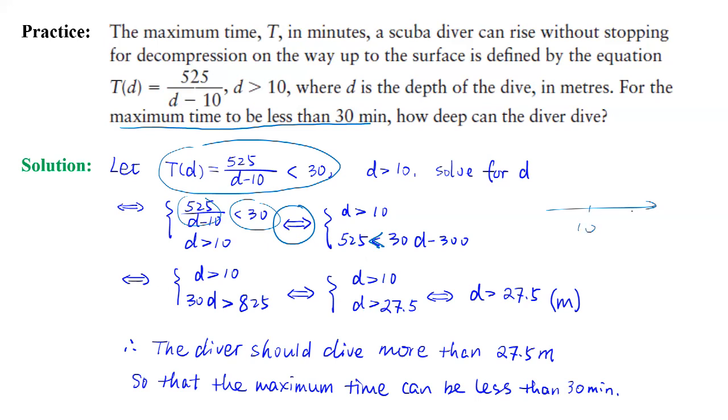So 10 is here, 27.5 is here. d is greater than 10 and d is greater than 27.5. The overlapped area must be here, which is d should be greater than 27.5. And now we can make this conclusion: the diver should dive more than 27.5 meters so that the maximum time can be less than 30 minutes. Okay, any questions?